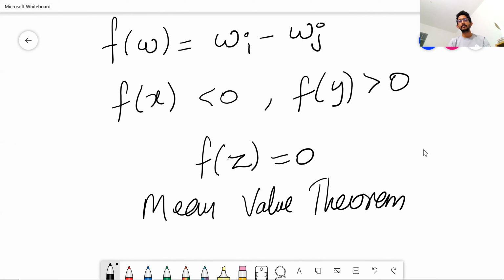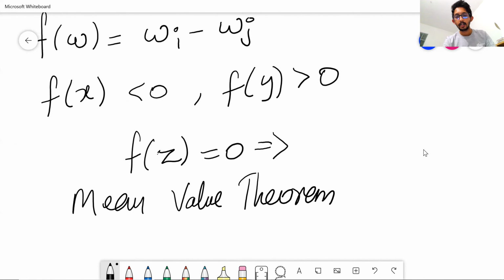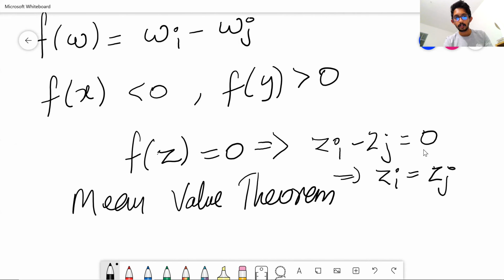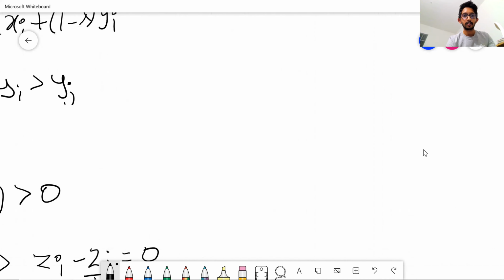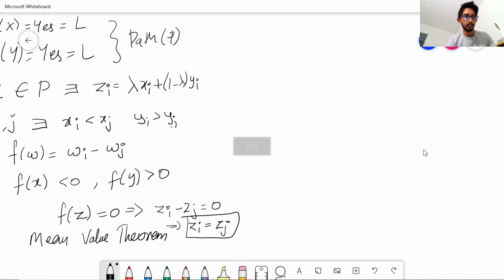Okay, so by the mean value theorem, we can get that f of z is greater than 0. That means zi minus zj is equal to 0. That implies zi equals zj. Okay, now just remember that we got zi and zj are equal. Let me show you something that we have assumed.